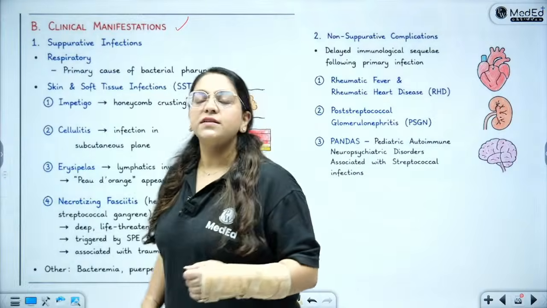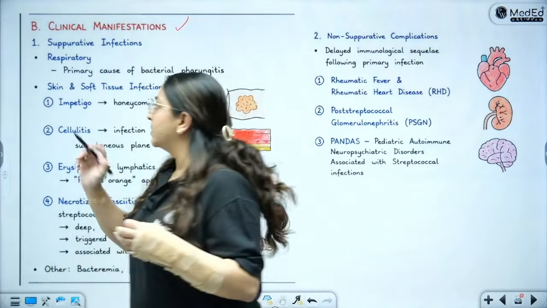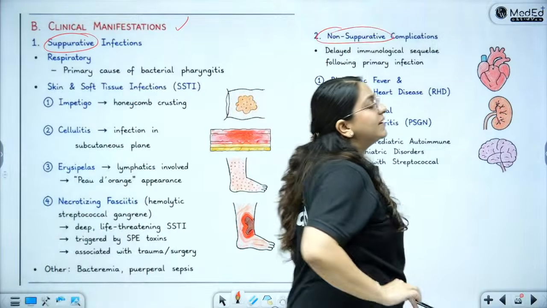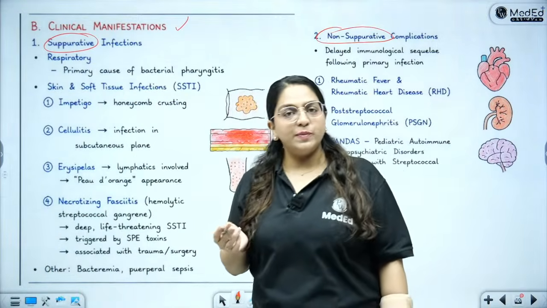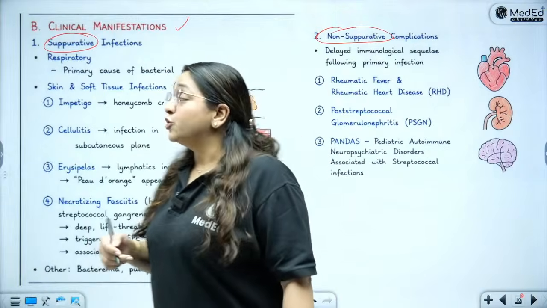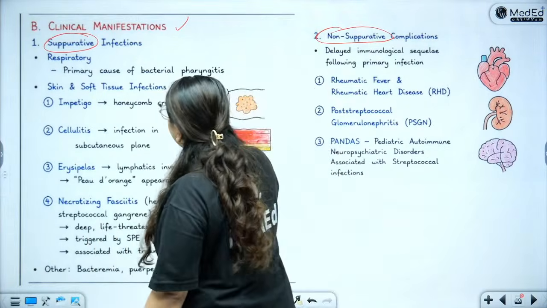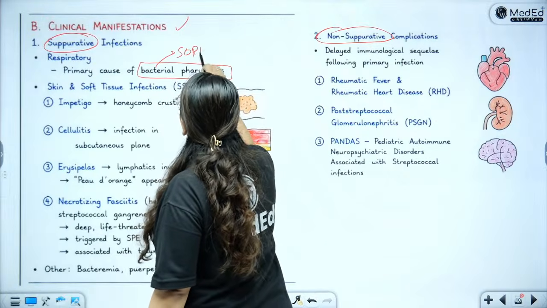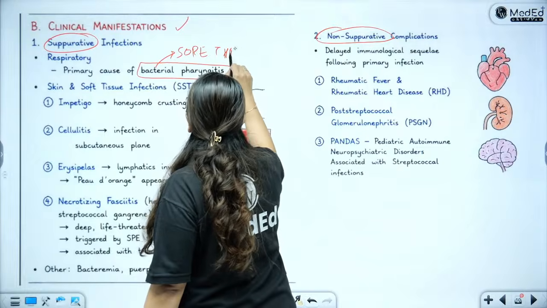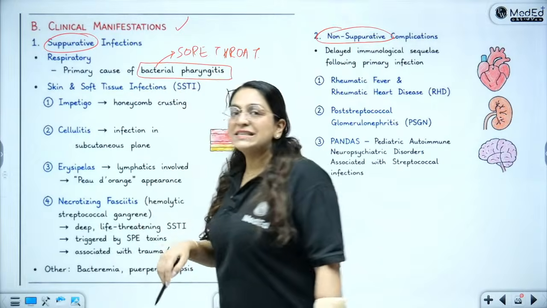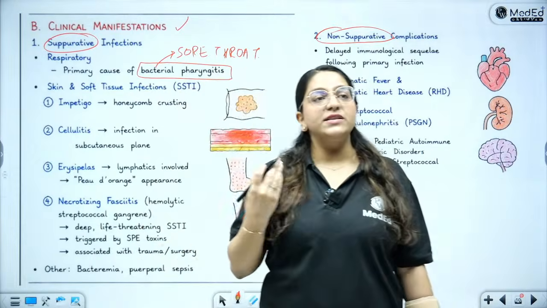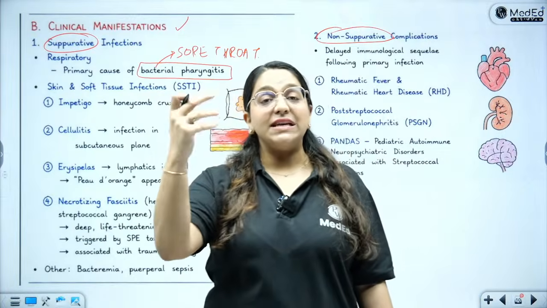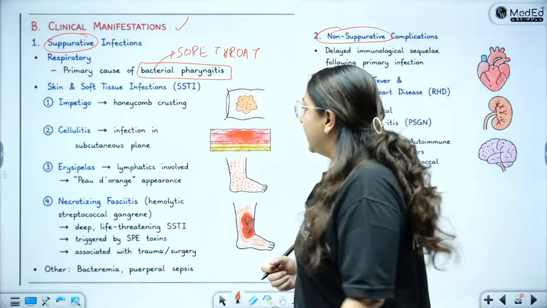Then it will cause, like I said, two types of infections, suppurative and non-suppurative. What is suppurative? Suppurative is pus producing. What is non-suppurative? Non-pus producing. Suppurative infections: it is the most common cause of bacterial pharyngitis or sore throat, also referred to as strep throat. So what will you see over here? You will see pus points in the tonsils, pus points in the pharynx. So there is pus producing pharyngitis, tonsillitis or sore throat which is produced by Streptococcus.